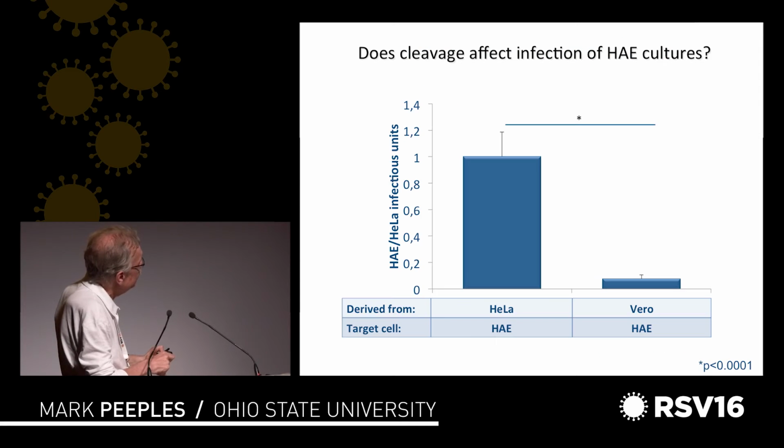So does cleavage affect function? Yes, it does. I had mentioned this before, but here's the data. So if the virus is derived from HeLa cells, it infects well. If it's derived from Vero, it infects poorly. And this is generally a 5 to 10 times difference.